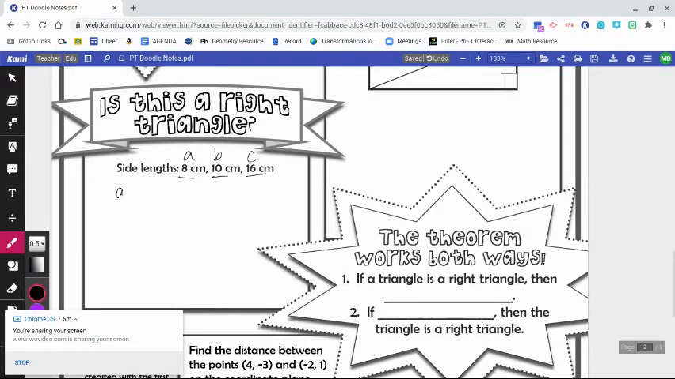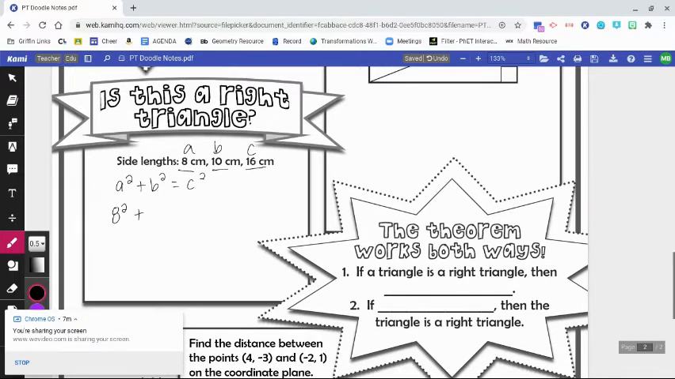So now, the Pythagorean theorem, a squared plus b squared equals c squared. I'm going to plug these numbers in and see if it ends up being true. If it is, it's a right triangle. If it's not true, then it's not a right triangle. So I have a is 8, 8 squared plus b is 10, 10 squared equals c is 16, so 16 squared.